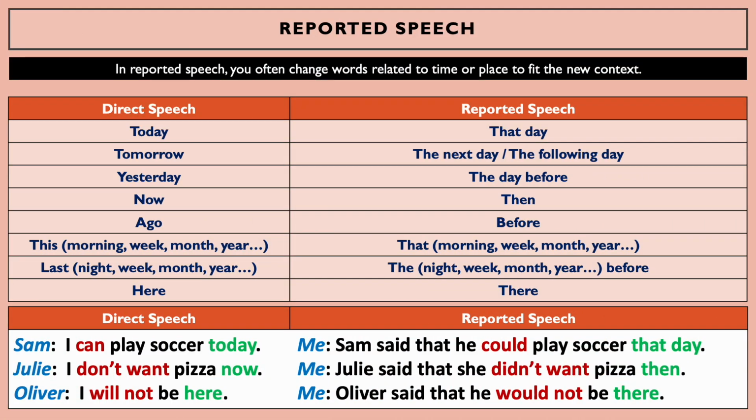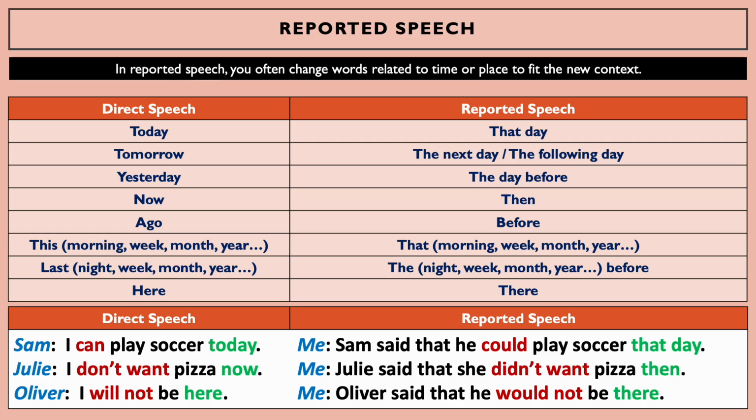In reported speech, you often change words related to time or place to fit the new context. Sometimes when you repeat something at a different time, in a different year, or at a different place, you normally change the time expressions or the expressions related to place. For example, from direct speech to reported speech, these are the changes. Today becomes that day. Tomorrow becomes the next day or the following day. Yesterday becomes the day before. Now becomes then. Ago becomes before.